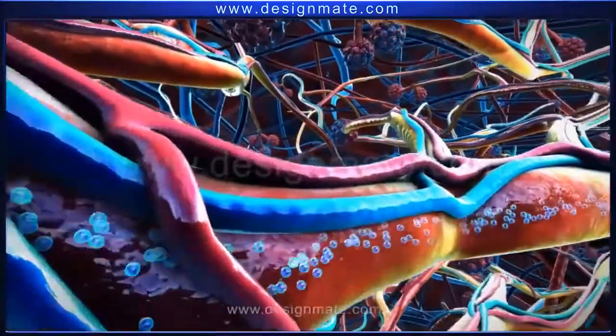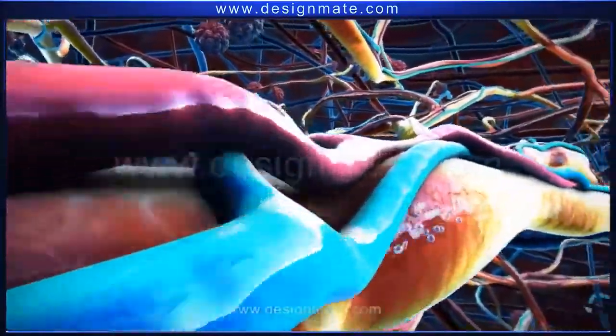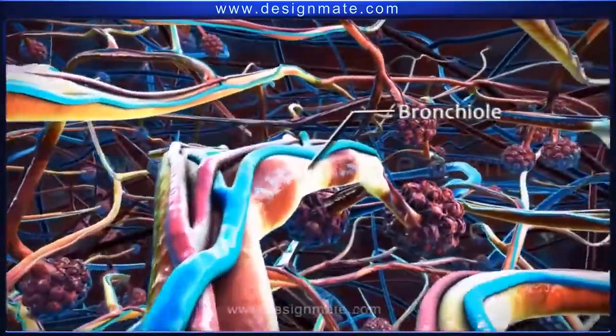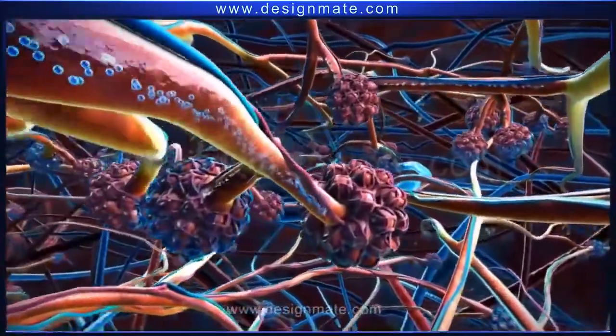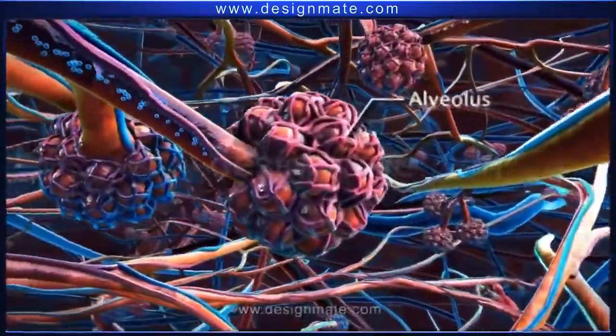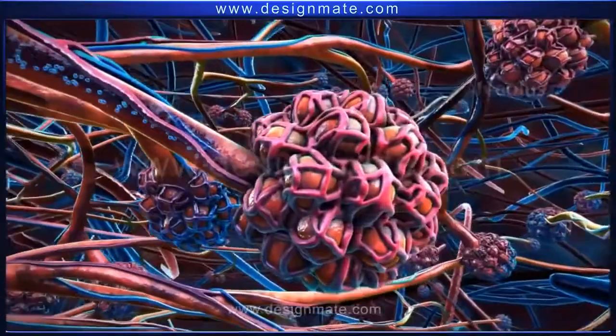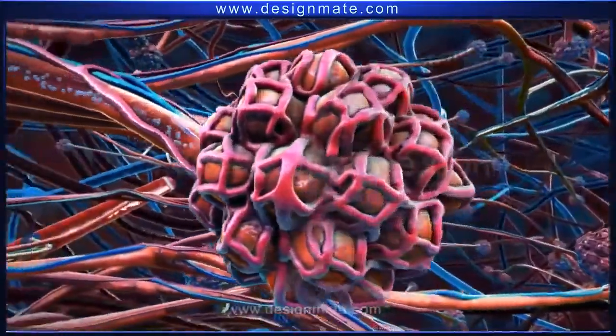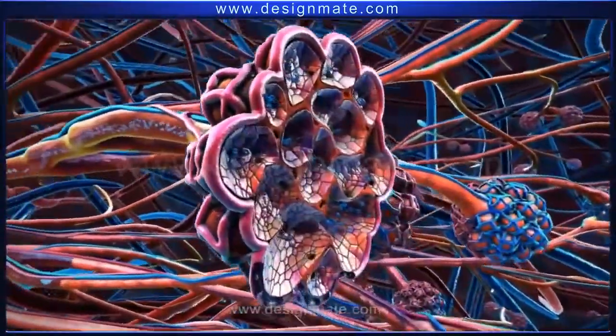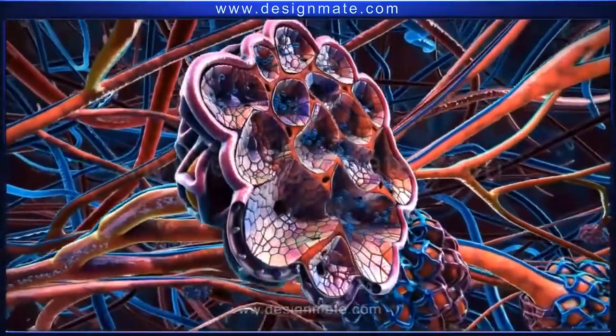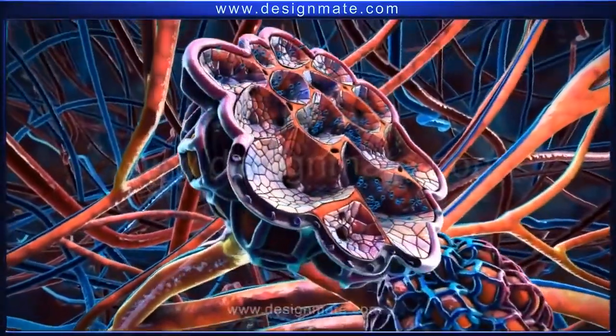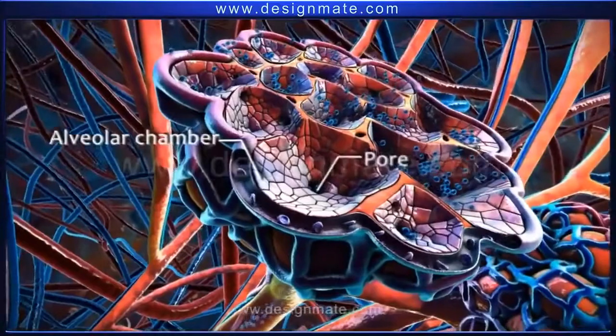Within the lungs, the bronchus divides repeatedly to form bronchioles. Oxygen travels through these bronchioles and reaches the alveoli, each of which is surrounded by a network of capillaries. A section of one alveolus shows the presence of numerous alveolar chambers with pores.